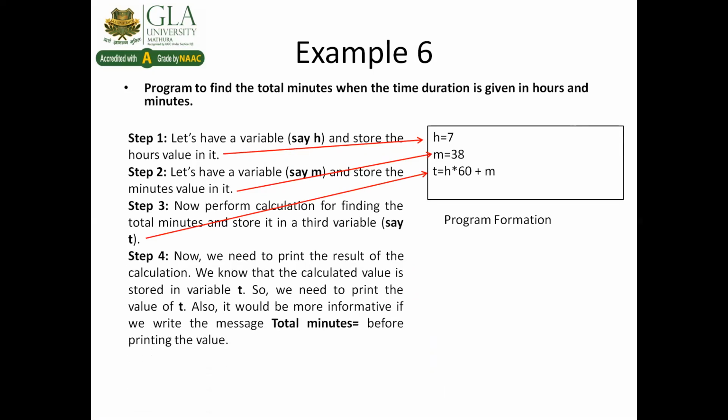Now I need to print the value of t. So I'm writing it like this: "total minutes" within double quotes, comma, t, and the value of t will be calculated. So 7 multiplied by 60: 7 sixes are 42, so 420, and plus 38 I'm going to do. So you can see that the output would be 458, right?